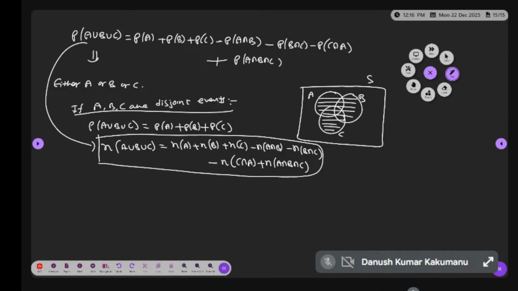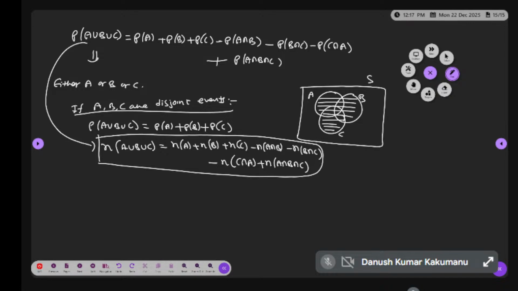So you are using this formula in your Venn diagrams of aptitude also. Remember that. That means how will this formula be converted like this? When does this formula become the probability? What is the probability? Favorable by total exhaustive.